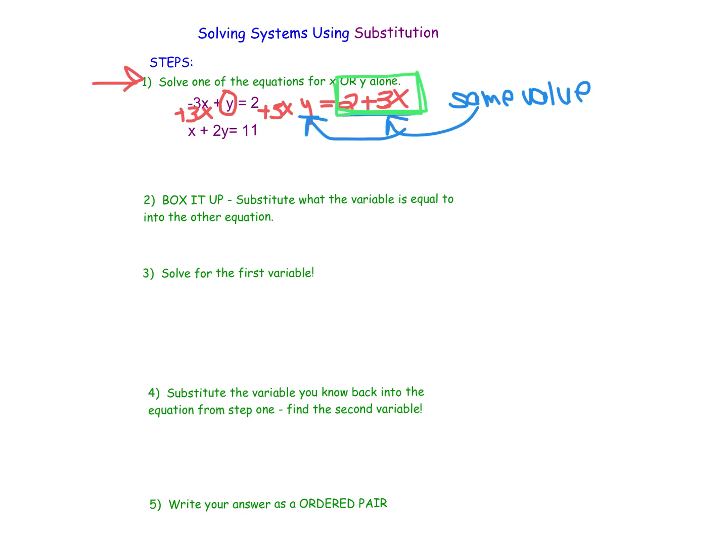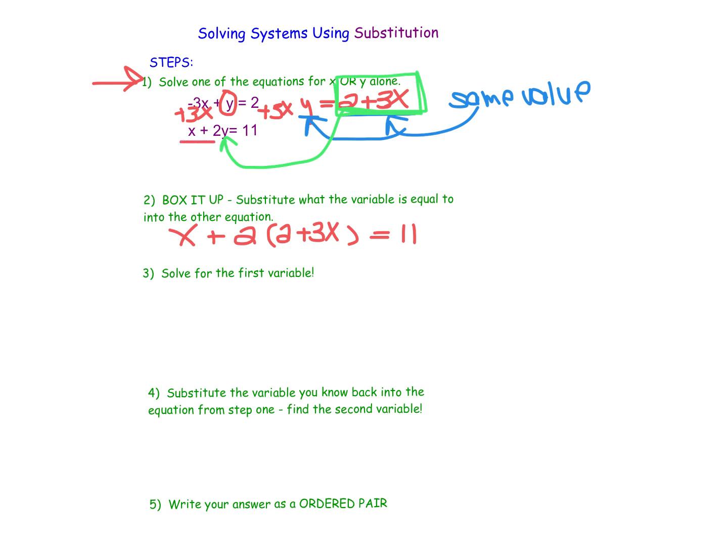So what I'm going to do here is I'm going to box it up and say, well, y and 2 plus 3x are the same thing. And I'm going to substitute it in for y in this second equation. So I'm going to rewrite the second equation, and as I do that, I'm going to replace y with what it's equivalent to, which is 2 plus 3x. So here we have x plus 2. I'm replacing y with something it's equivalent to, which in this case is 2 plus 3x. And notice I'm putting it in parentheses there to say this is all going in place of y.